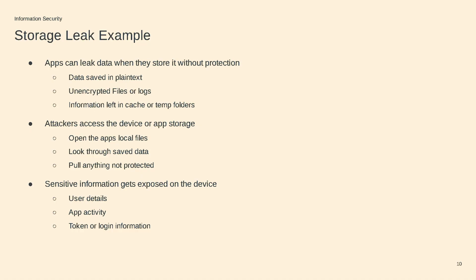Attackers access the device or app storage. If someone gets access to the device or the app folders, they can open the files directly, and anything that isn't protected can be viewed or pulled out. Sensitive information gets exposed on the device, because the user data was saved unprotected. Things like user details, app activity, and login tokens can be exposed.